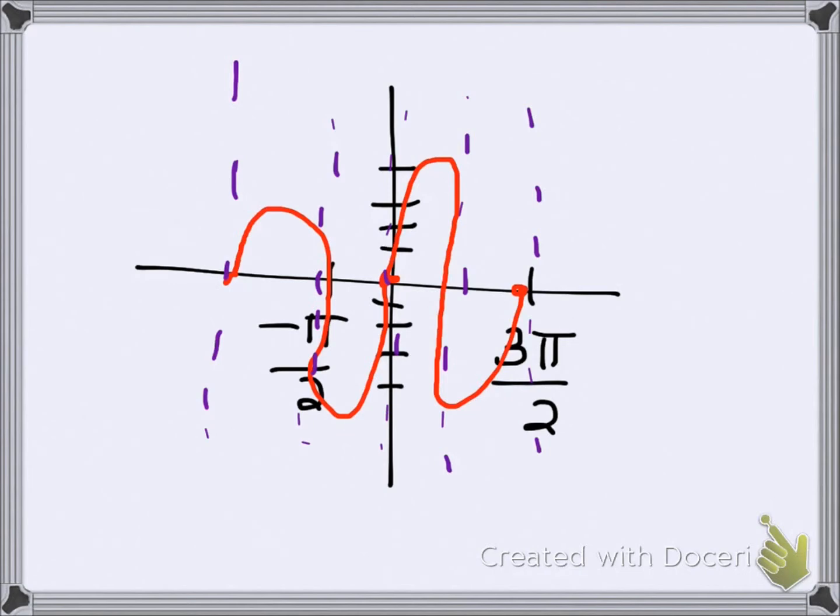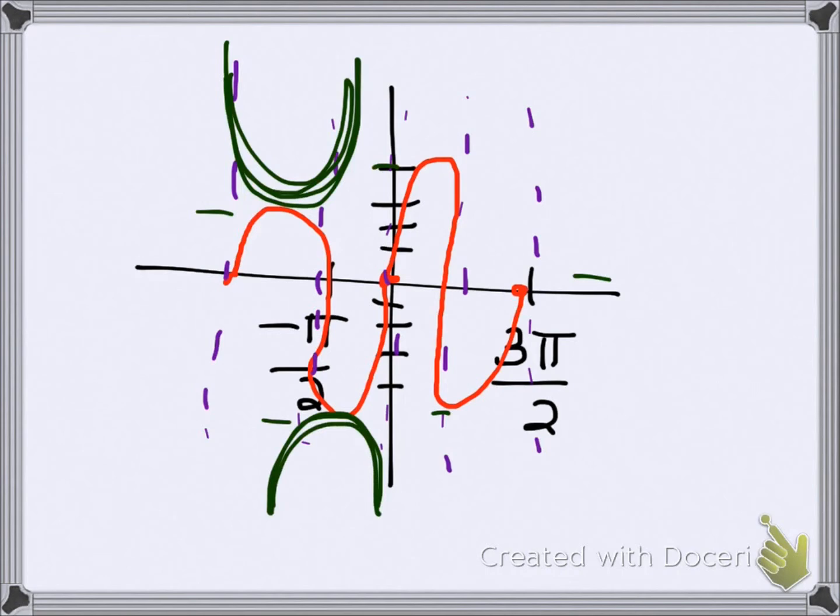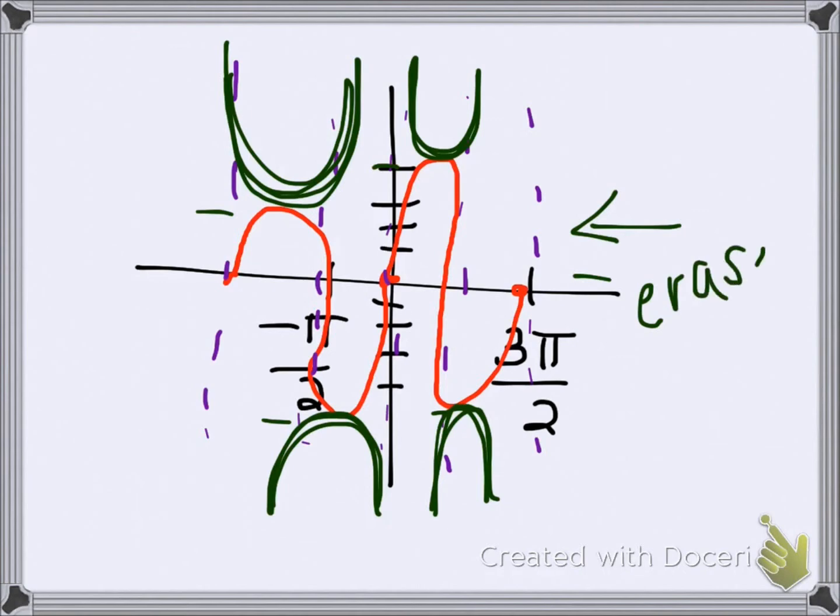To graph your cosecant curve now, you have to remember that it's a parabola on the peaks and the valleys of your sine graph. So it would be here, here, here, here, and here. So you just make these darker. And those are your cosecant graphs. We have to remember to erase the sine graph, or just make these darker. And there you go.